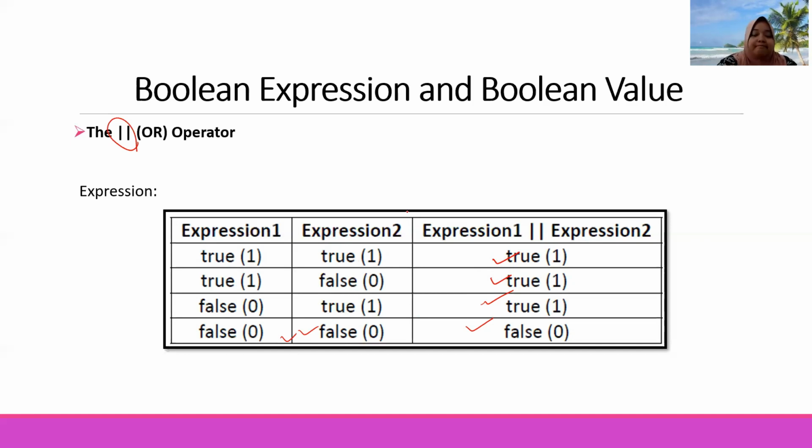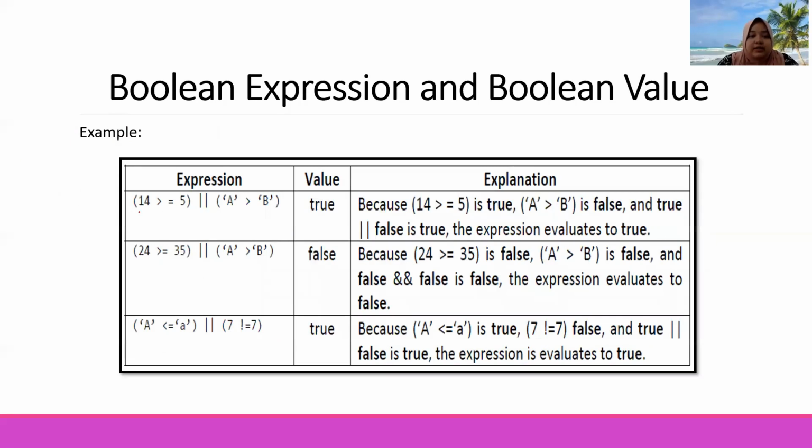Tapi kalau untuk OR true, true, true, false. So ingat. Okay, contoh kita ada kat sini 14. 14 more than or equal 5. Is it true or false? So the answer is the true. True or A. Is it A more than B? False. True or false? The answer is true. Okay, cara-cara dia. Very easy.